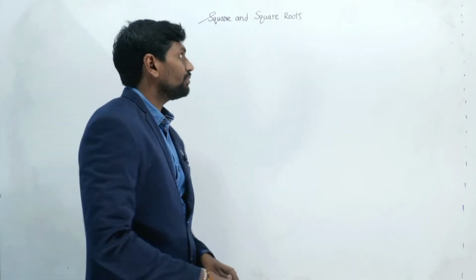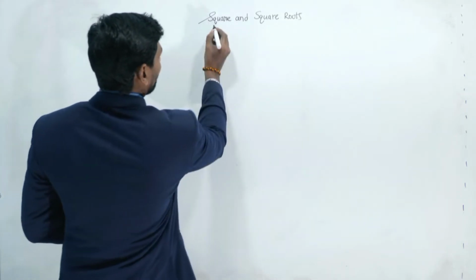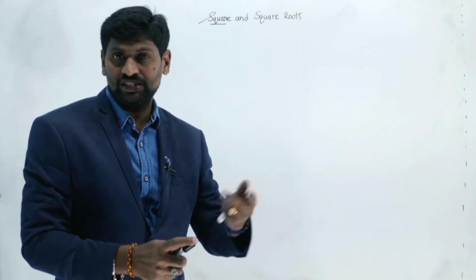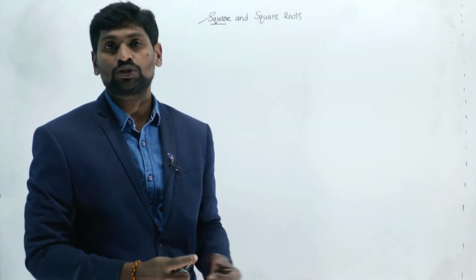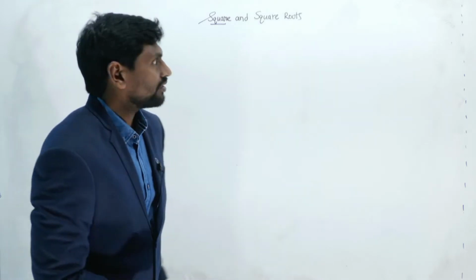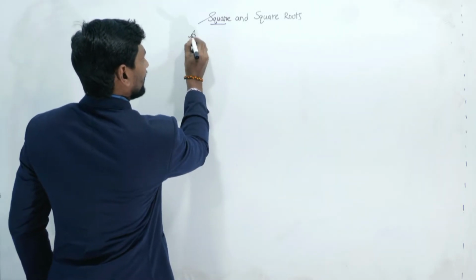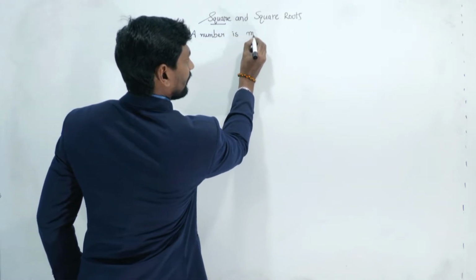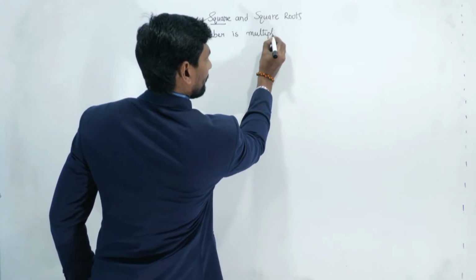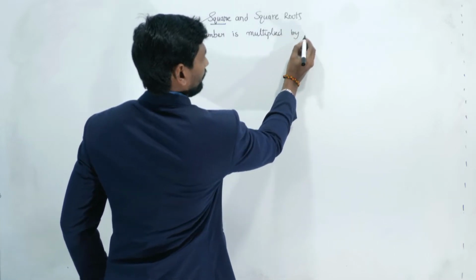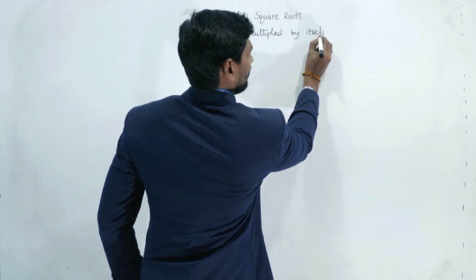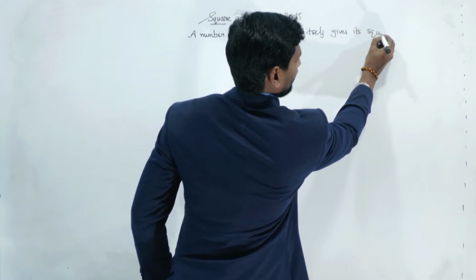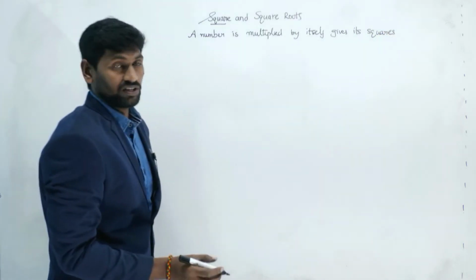So a square number is nothing but when a number is multiplied by itself. When a number is multiplied by itself, it gives the square number. Okay? A number multiplied by itself gives its square number. So let us see some examples based on this.